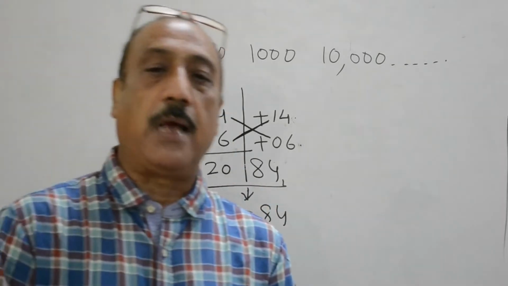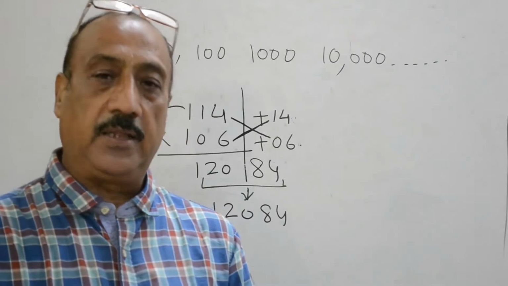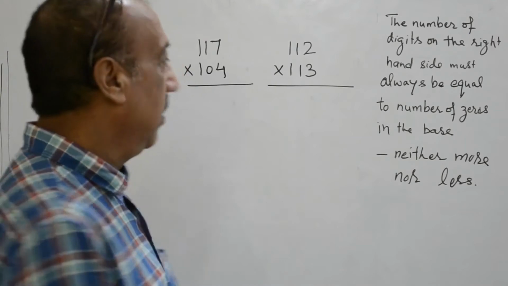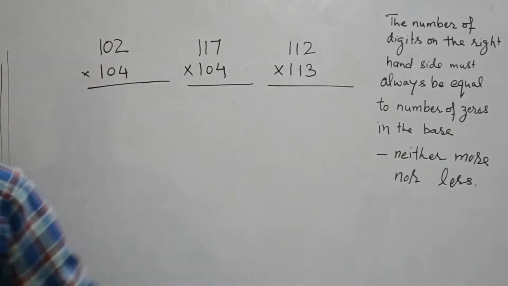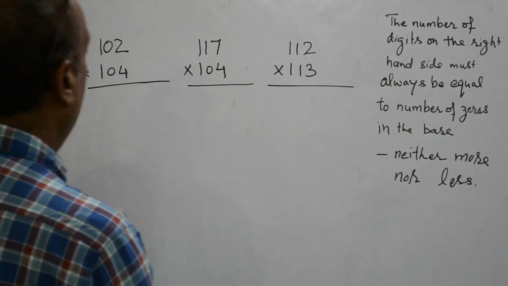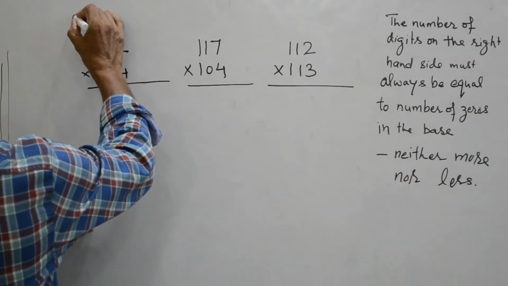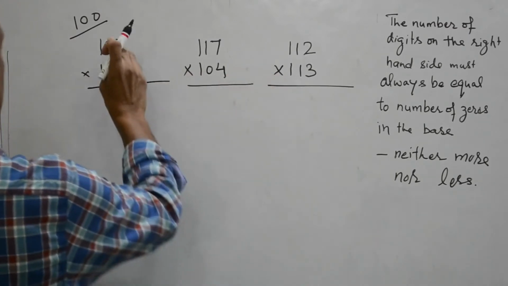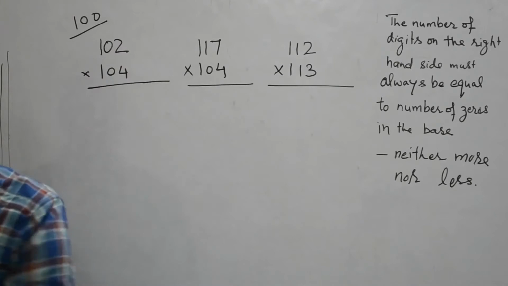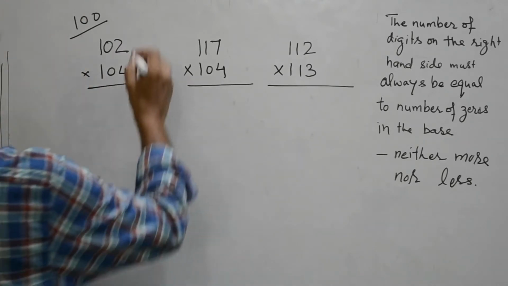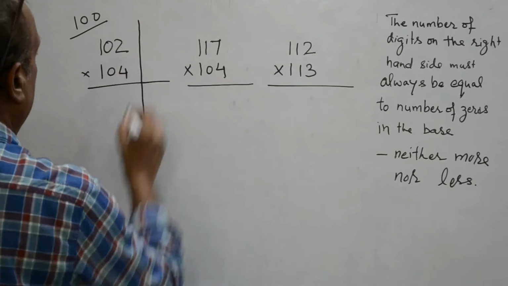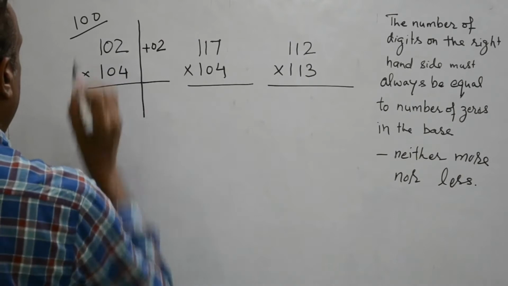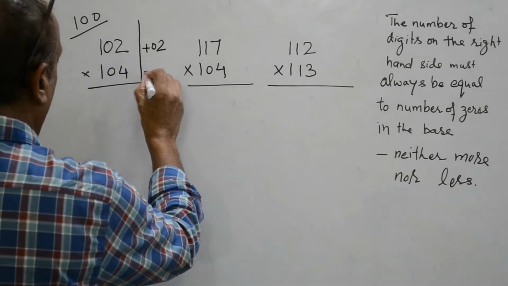Now let us do some examples to understand this concept thoroughly. Let us find out the value of the product of these numbers. All these numbers are near the base 100 and in all the three cases the numbers are bigger than the base. Now 102 is 2 more than the base. 104 is 4 more than the base.